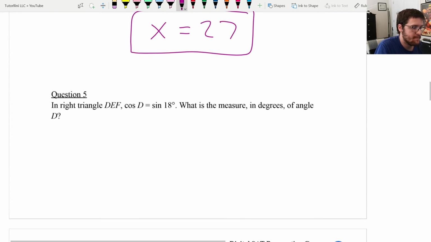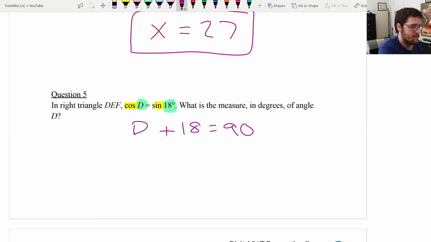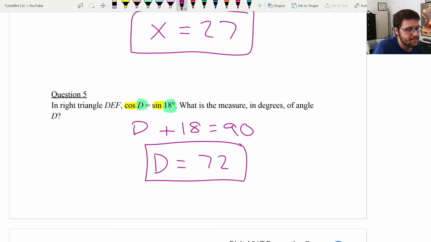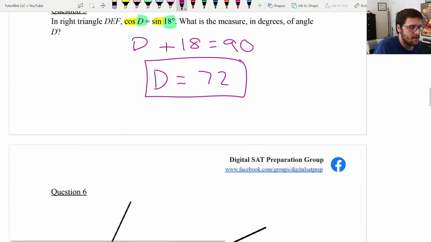Looks good. Same deal for this one. We have cosine equal to sine. So the things on the inside must add up to 90. So d plus 18 is equal to 90. I'm going to subtract 18 from both sides, and I get d is equal to 72. All right.